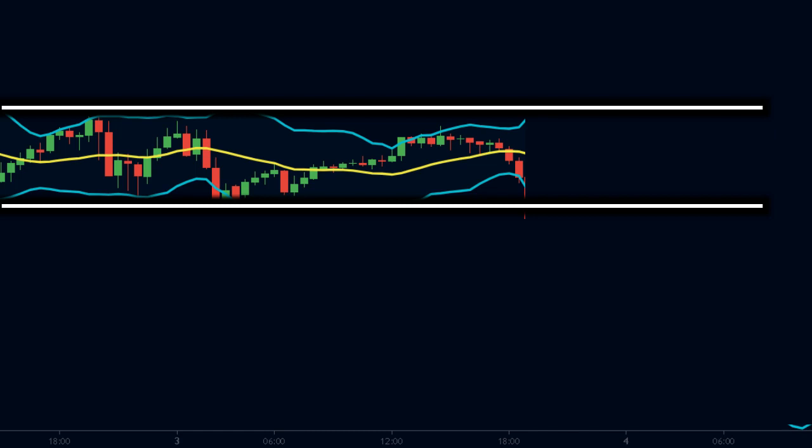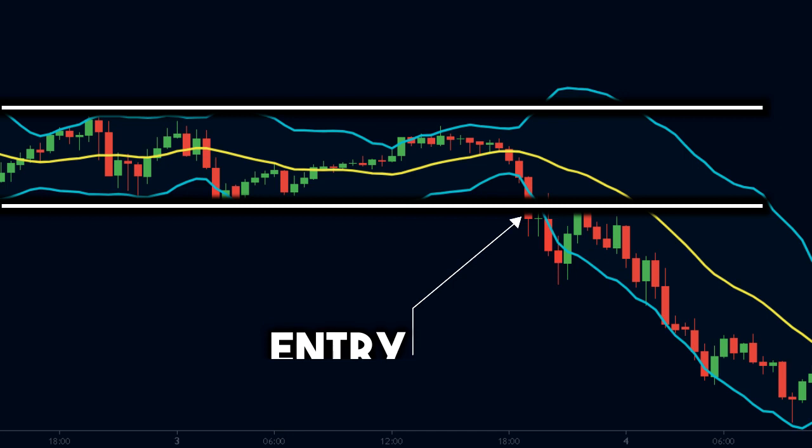In order for the price to trend, it must break this area. Here we see that the price has successfully broken the support, and the close of this candle is below the lower band. This is our entry candle. We will sell the stock after the close of this candle.